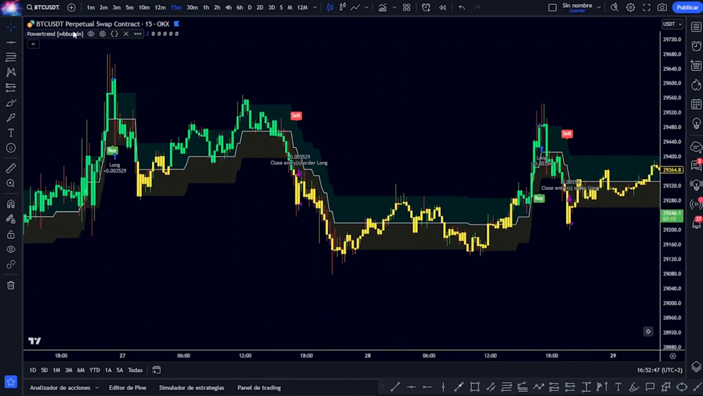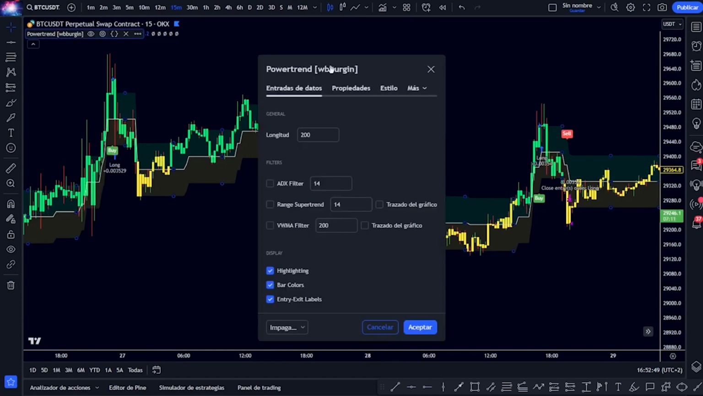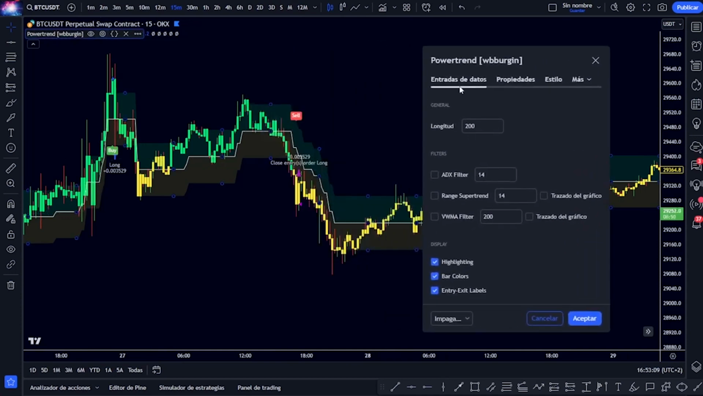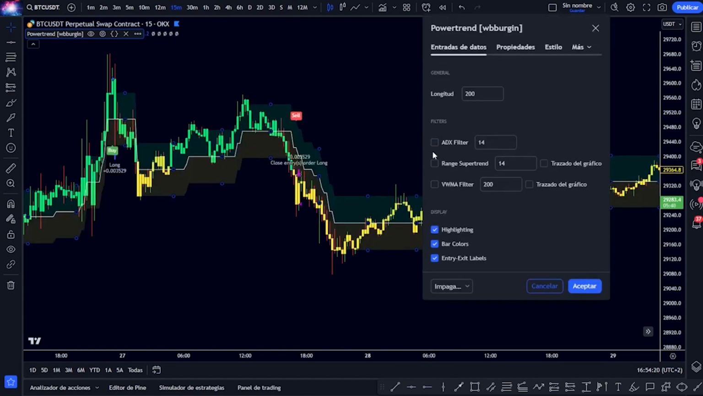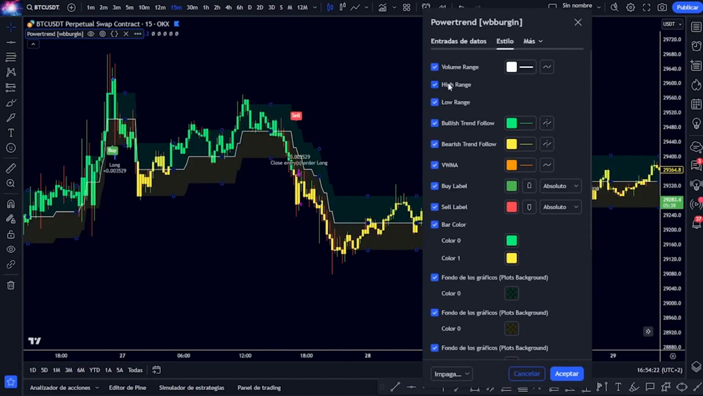So first of all, we go to its configuration, and in the data entry part we can leave it as it is by default, or depending on the volatility of the asset that you are operating, you can also try to activate the filter with ADX to your liking. We have several options that you can go combining according to the type of strategy and temporality that you operate, but in this case I am going to remove it, and in the style part we can change some things.